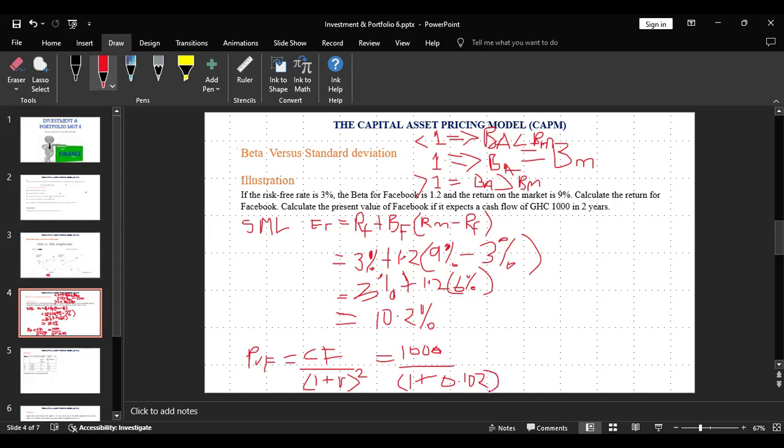Bracket close. Raise the power 2. Okay. So what are we getting? Please, when you ask what are we getting, I want us to be able to achieve our purpose today.